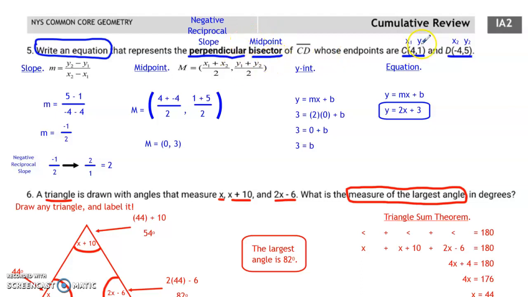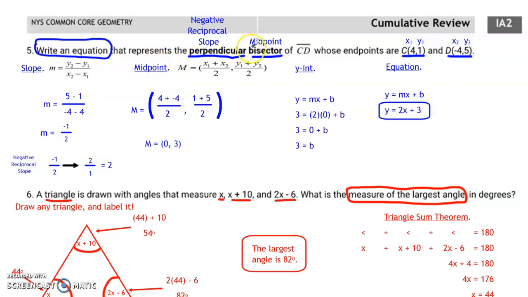I'm given the endpoints, which are x1, y1, x2, y2. I label those so that I can use my formulas for them, and then I get started. The slope is a formula that you will not get on the formula sheet, so please memorize that. Simplifying this, I get -1 over 2, and then I'm asked to find a perpendicular line. So perpendicular means I need a negative reciprocal slope. So -1 over 2 becomes +2 over 1, which is the same as saying 2.